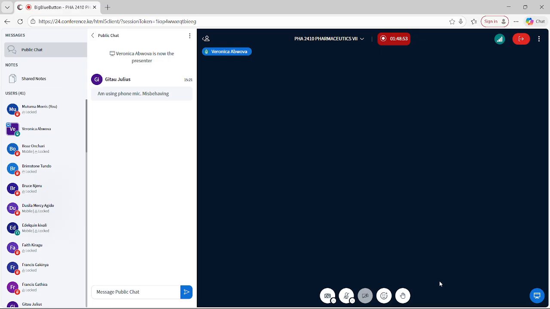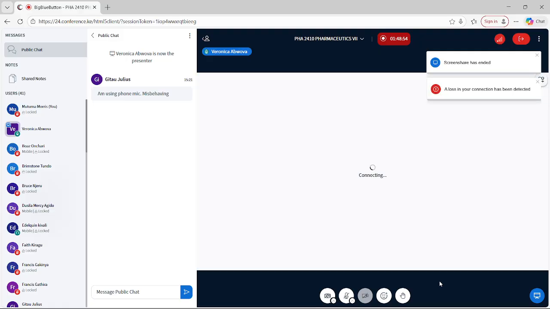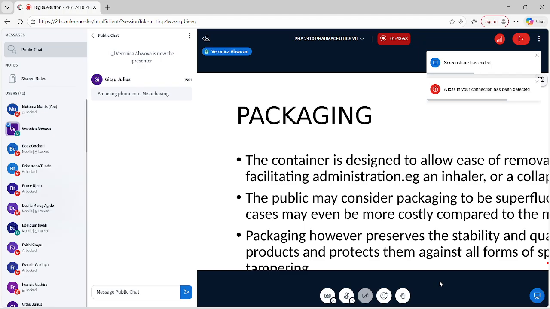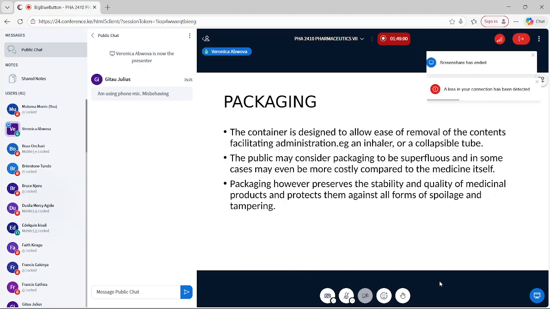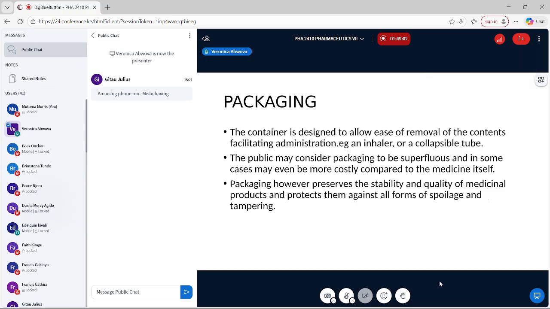I just wanted you to be able to appreciate this statement, that the public may consider packaging to be superfluous. In some cases, it's too expensive. It doesn't make sense for you to take a drug that is costing you 50 bob and put it in a package that is costing 300 shillings, okay? But the problem is, without the package, the drug is useless.